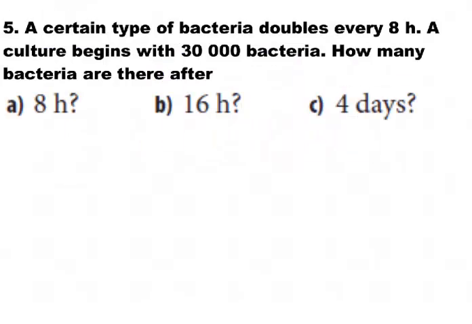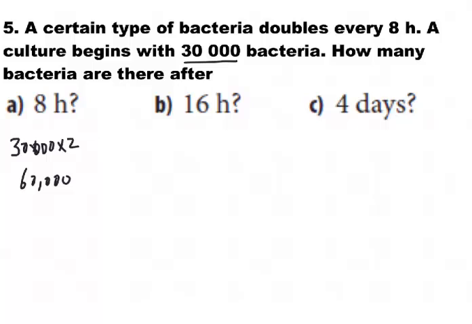The next question says a certain type of bacteria doubles every 8 hours. The culture begins with 30,000 bacteria. How many bacteria are there after 8 hours? Remember that bacteria double every 8 hours. So you want to know how many are there after 8 hours? I just multiply this one by 2. So here we get 30,000 times 2, which is 60,000.